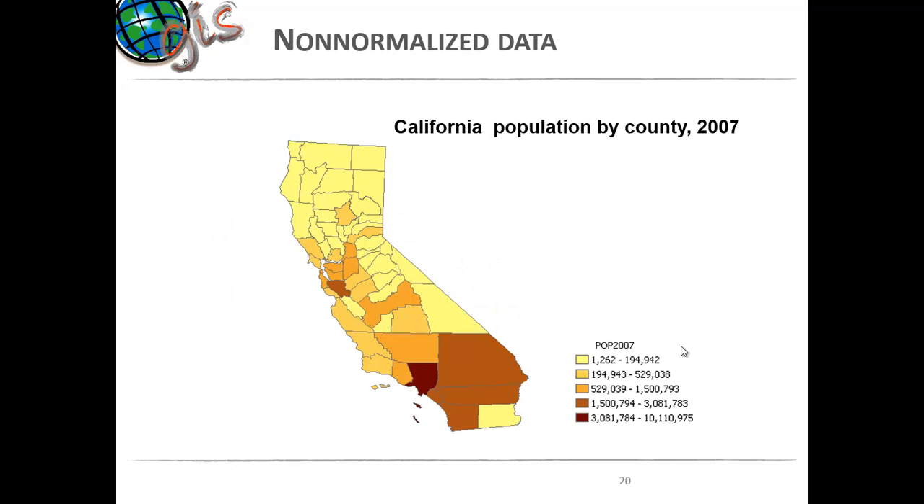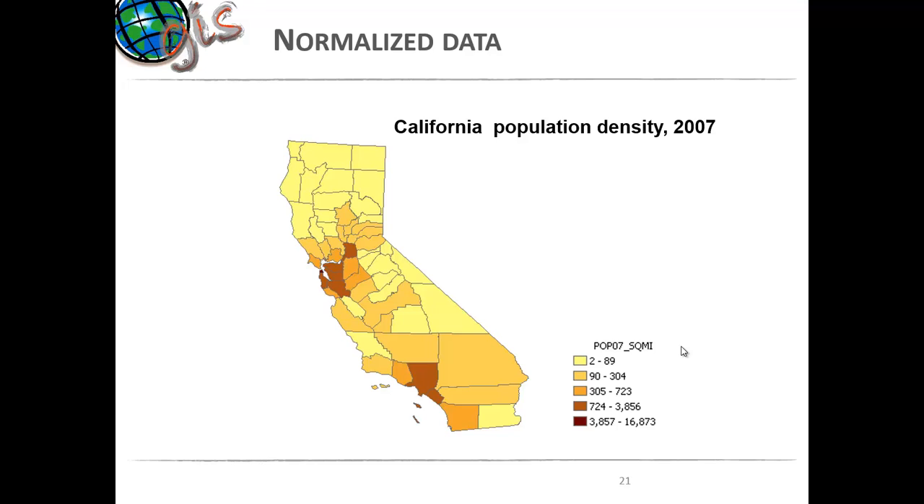So again, non-normalized data, this is just the total California population by county, which shows that there is a lot of population down south, and oddly enough, it's not actually showing a lot more data. The darker areas should be around the metropolises, which is not the case here.